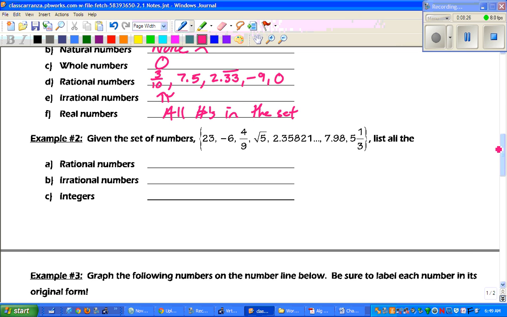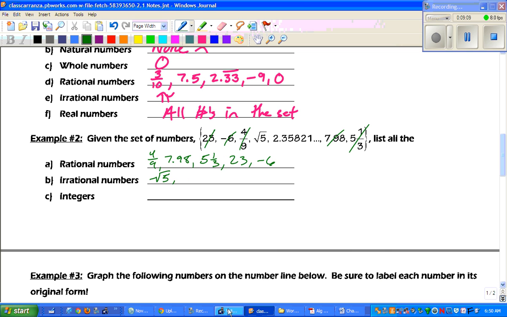Okay, let's do another example. It says, given the set of numbers, list all of the rational, irrational, and integers. All right, let's start working on this. So, first thing I'm going to pick out, I see rational numbers are my fractions. They're my ending decimals. So we got 4/9, 7.98, 5 1/3. They're also those guys. Okay. What we're left with are the irrational numbers.